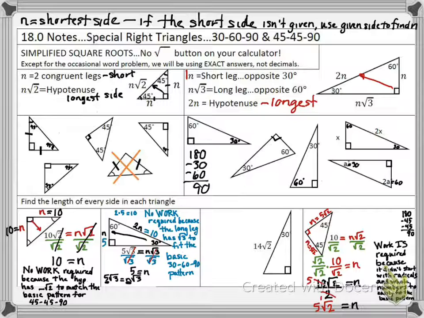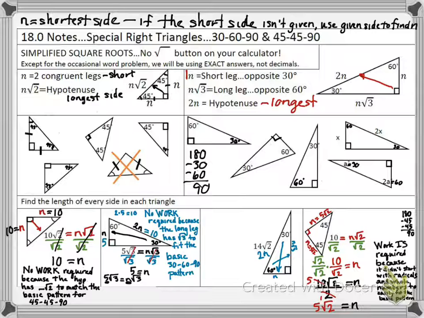Okay, the next one's also a 30, 60, 90. We have a 90, we have a 30. If you have a 90 and a 30, the only way it can add up to 180 is if the last one is 60 degrees. I look for the shortest side, and the shortest side would be opposite from the tiniest angle. So opposite from 30 is my basic side. Opposite from 60 is my n root 3 side. And my hypotenuse is my 2n side.